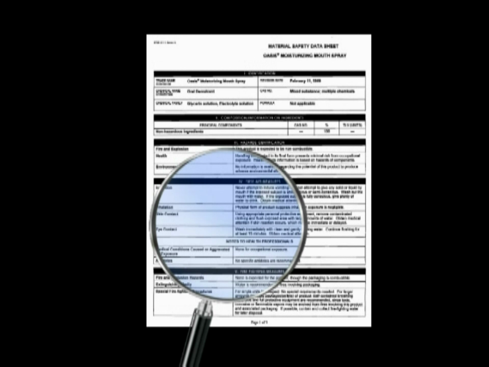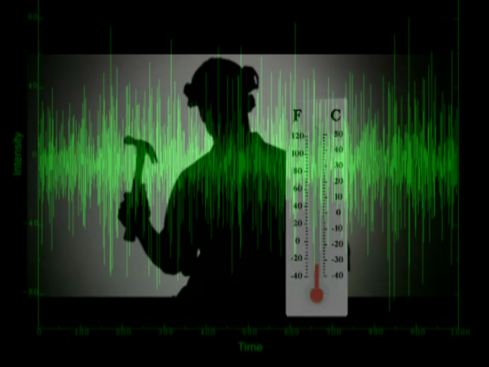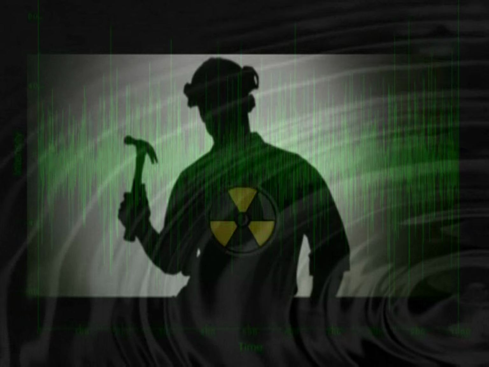The MSDS contains safety information on the hazardous components, chemical characteristics, and the stability of the product and first aid measures. Physical hazard. Physical hazards are environmental. They include temperature, noise, vibration, and radiation.